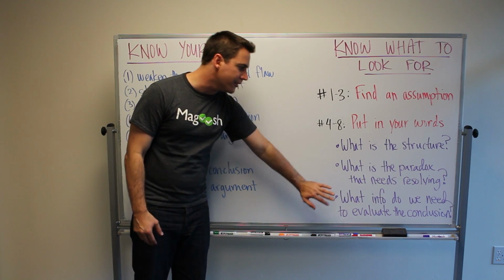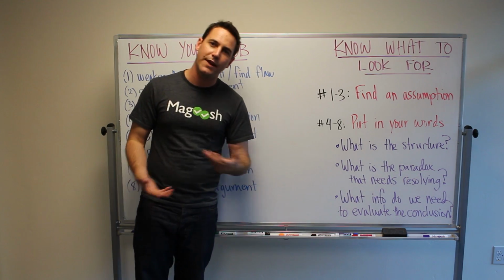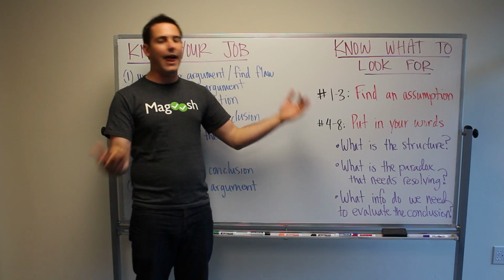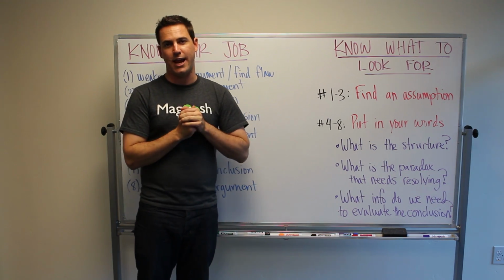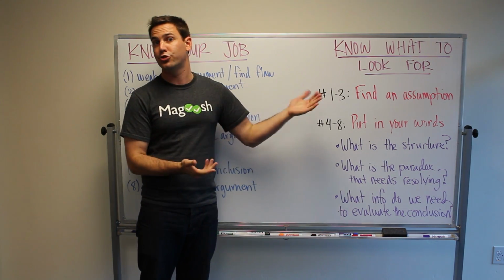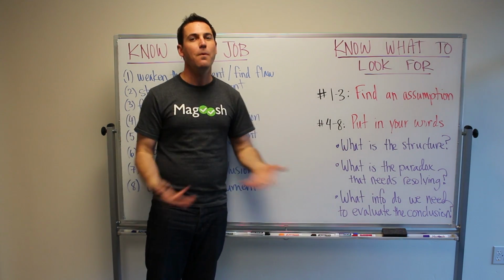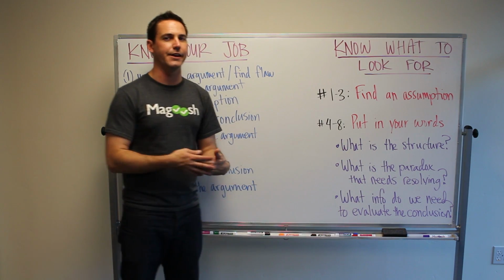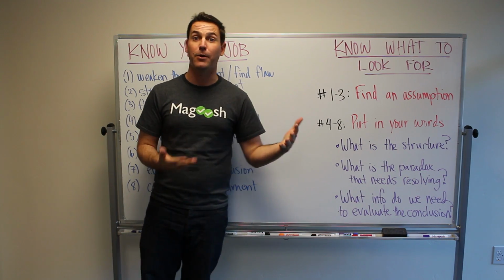Finally, the third thing you can do is think about, what information do we need to evaluate the conclusion? What is lacking from this argument that would help us to understand if the conclusion is actually true or not? So in this, you're kind of like a detective, thinking about what more information should be added to make it more valid or to make it more believable.